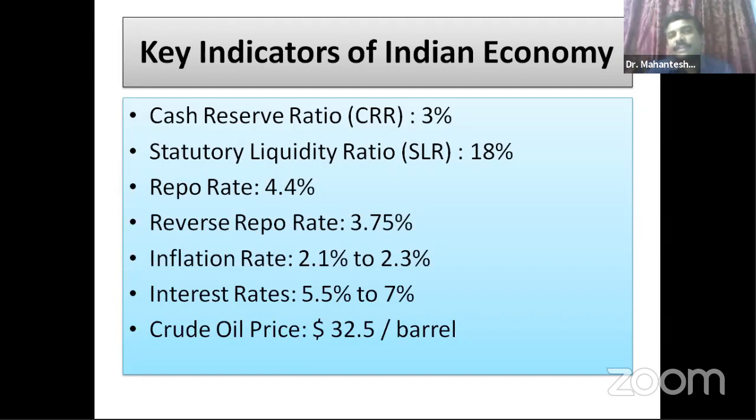What is the statutory liquidity ratio? Out of 100 rupees, every commercial bank has to invest 18 rupees in the form of liquid assets. That means what we call money market securities: commercial papers, money at call, government securities, short-term bonds. We call those money market securities. They have to invest 18% in those.